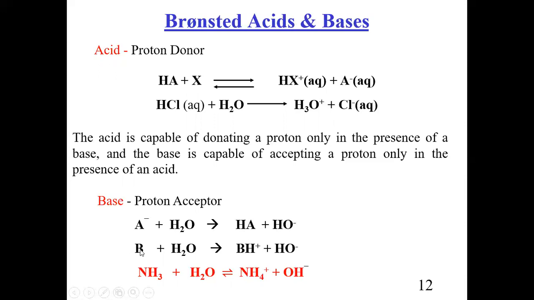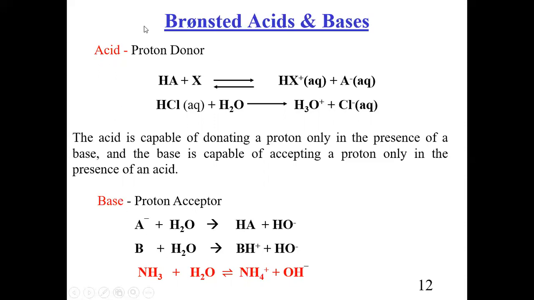Let's look at the case of a base which is neutral. It can also accept a proton as long as it has a pair of electrons. So here is a water, which is going to donate a proton to this base. And it becomes BH plus. Now, why does this take a plus? Because it was neutral and I gave it an H plus, so now it becomes BH plus. And of course, the water lost a proton, so it became HO minus.